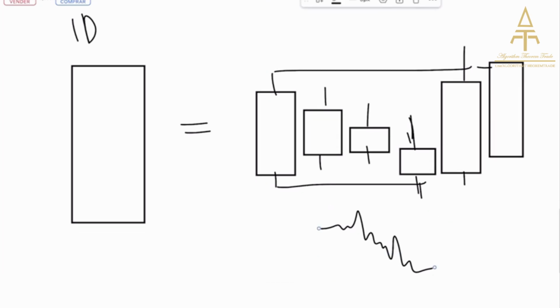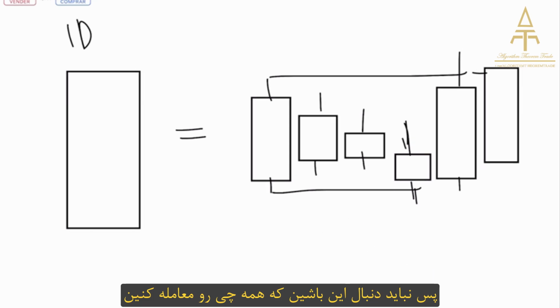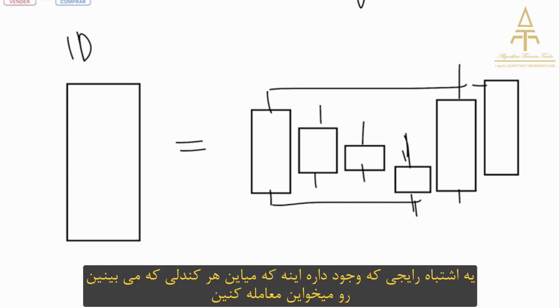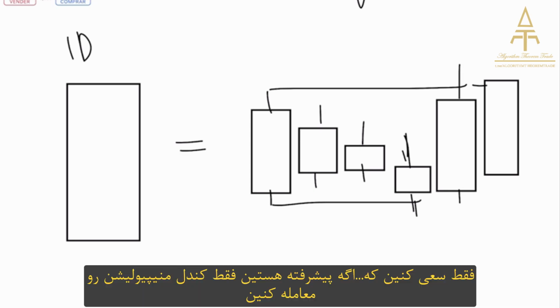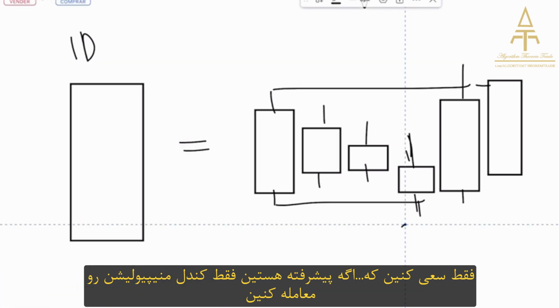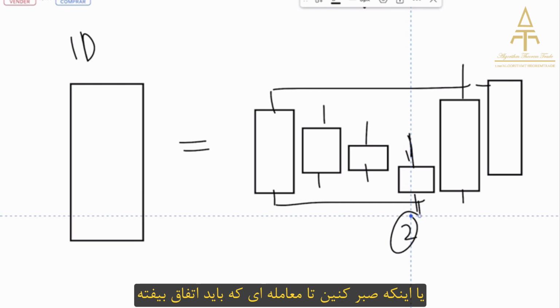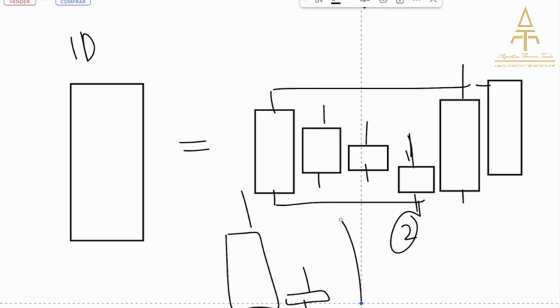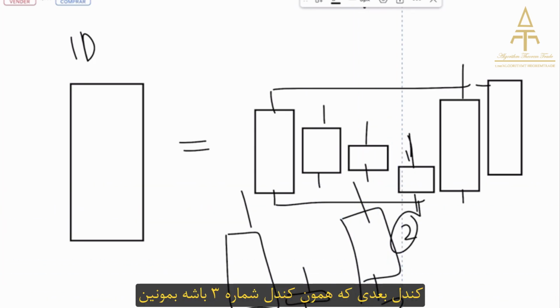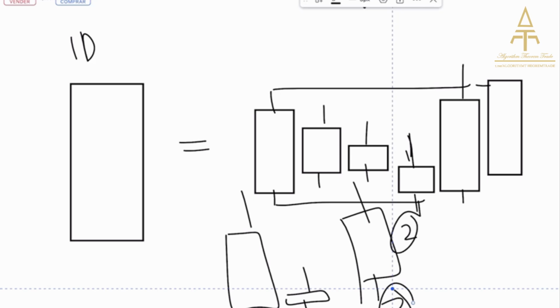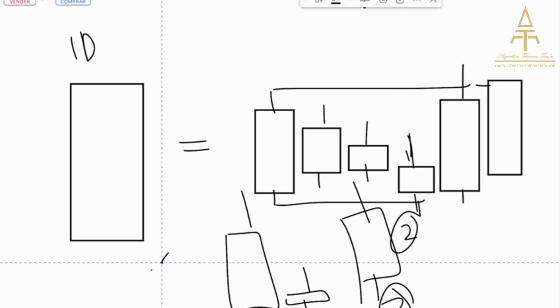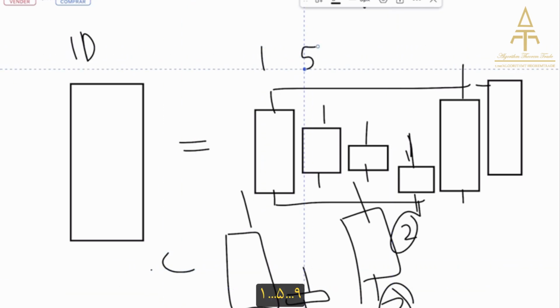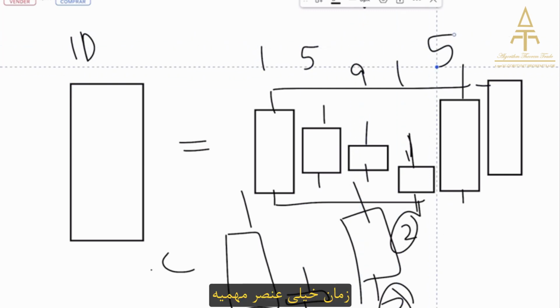Right? So you're not looking to trade everything. A common mistake is you try and trade every single candle you see. No, try and trade only the manipulation candle if you are advanced, or wait for it to happen, right? Simply wait for the manipulation to happen and wait for the next candle number 3, the easy candle, remember? 159, 159. Time is an important element.